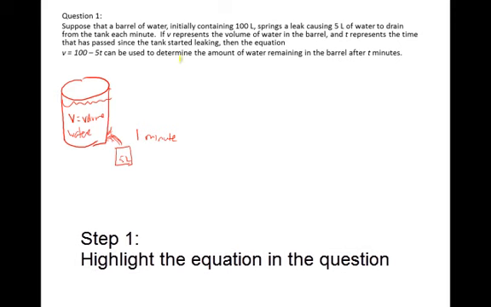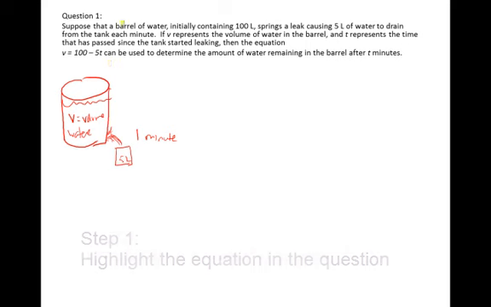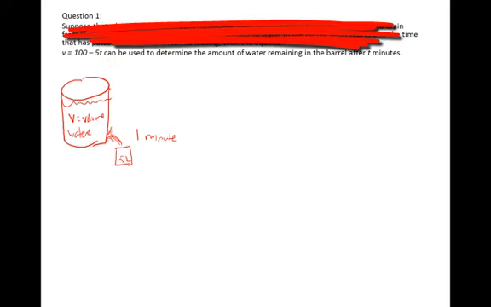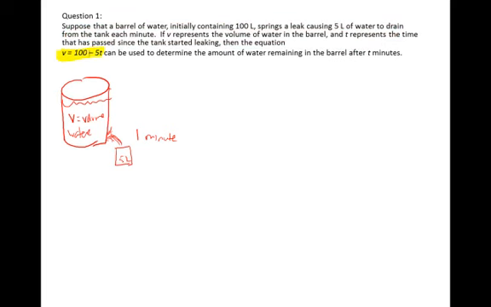So my first step, what I would do is I'll get a highlighter or I'll take my pen and I'm going to highlight the equation. So all of this stuff is just background information. What I want to focus on is the formula. So that's me there highlighting the equation. So I know that that's my equation. That is what I have to focus on.